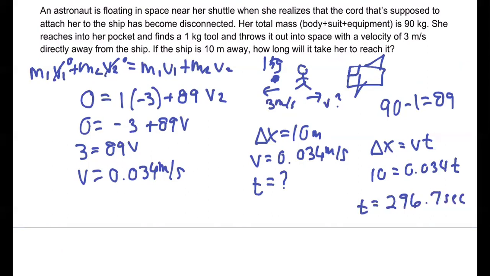So this is a good problem because it asks us to apply what we know about forces, momentum, and kinematics all to the same situation.